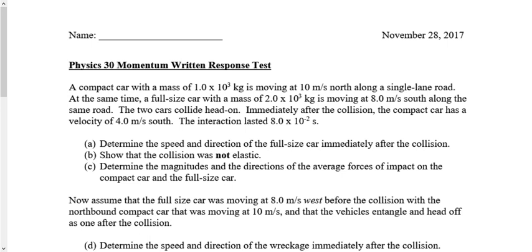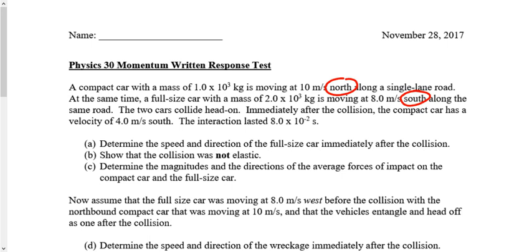In our written response test, we have a compact car heading to the north at 10 meters per second and a full-size car heading to the south at 8 meters per second. Because we have a north and a south, they're two different directions. It's important for us to draw attention to the fact that we have two different directions so that we can remember later on to make one positive and one negative. These two cars collide head-on.